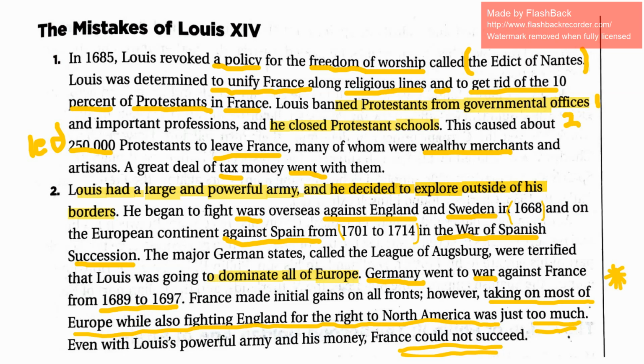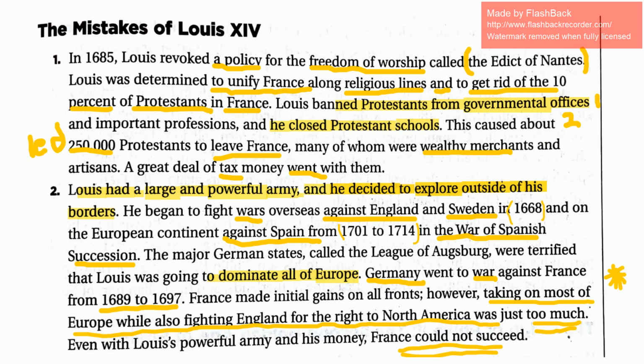The second mistake that he made: Louis had a large and powerful army. So, like any other monarch, he wanted to expand his land, to make his country larger, his power more and more over a larger land. So he decided to explore outside of his borders and outside of France.